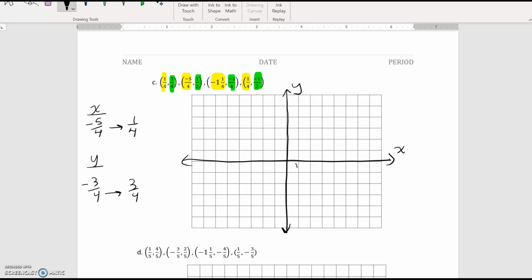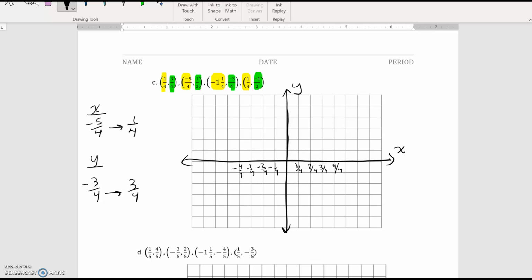So maybe doing 1/4, 2/4, 3/4, 4/4, and then the other direction, -1/4, -2/4, -3/4, -4/4. And then same thing for the y, but I'm not going to write it because I don't want to crowd my graphs. I'm just going to label the x-axis.